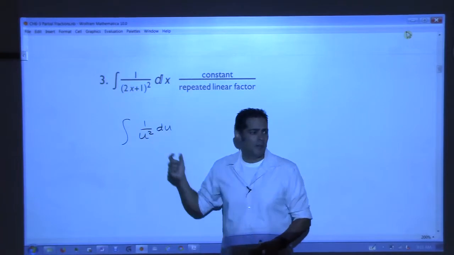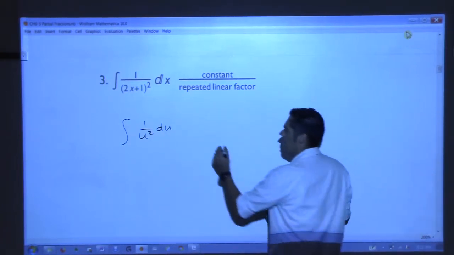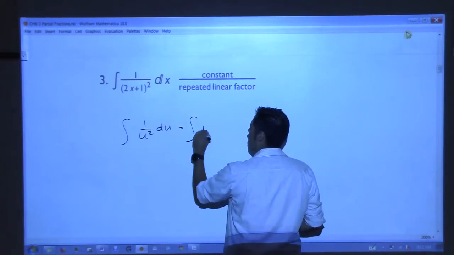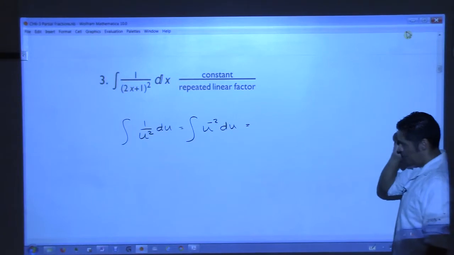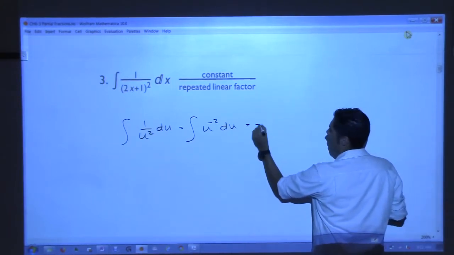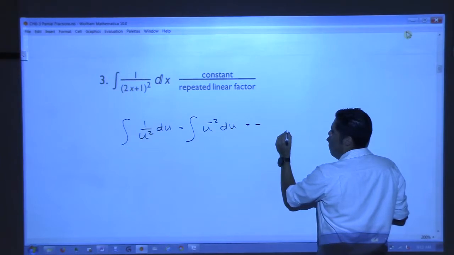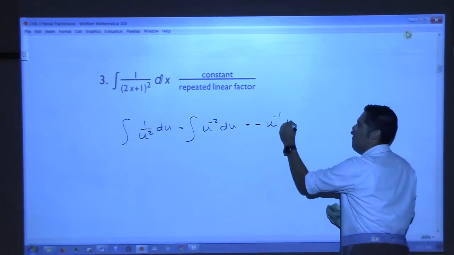But this antiderivative is not natural log. That's a little bit different, right? This is u to the negative 2 du, right? So what's the antiderivative of that? Negative 1/3 u to the negative 3. Close. Negative's right. Oh, wait, u to the minus 1. That's all it is, plus c.